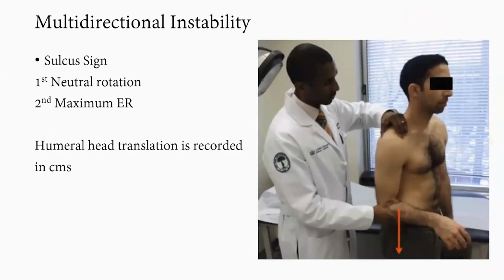Testing for multidirectional instability: in the sitting position, a downward pulling force is applied to the elbow in the neutral rotation position at first, and we see the distance that the humeral head translates below the acromion. The test is repeated in maximal external rotation, and if the sulcus sign persists in maximum external rotation, this indicates rotator interval incompetence.